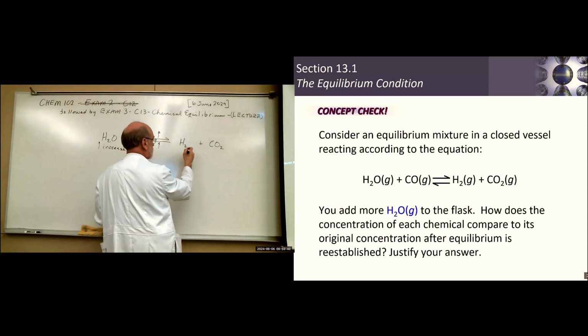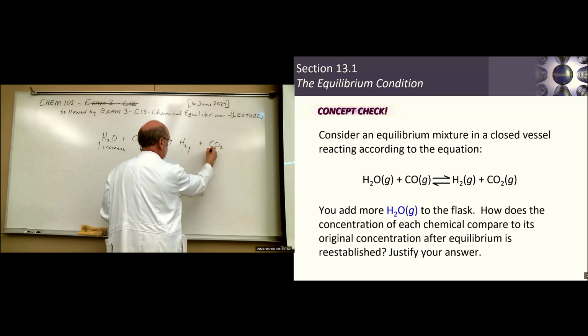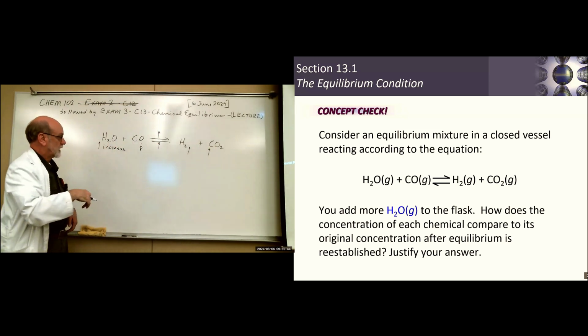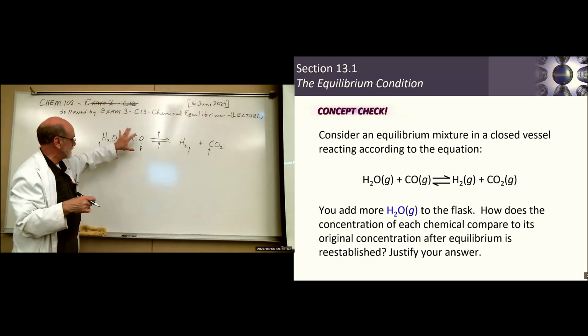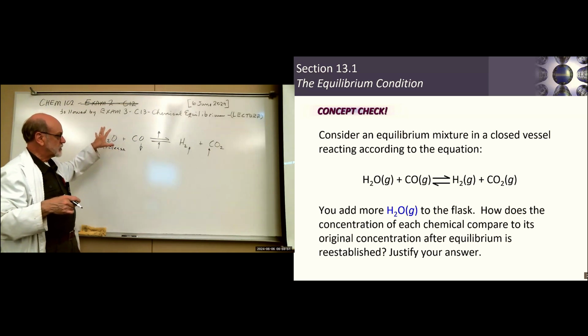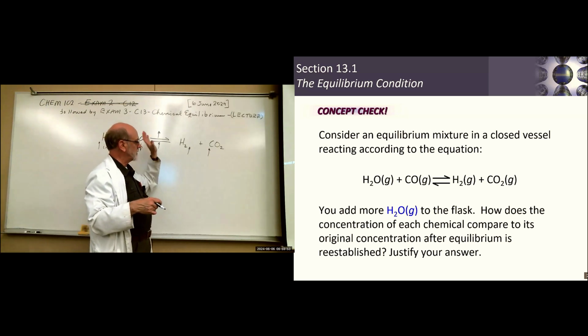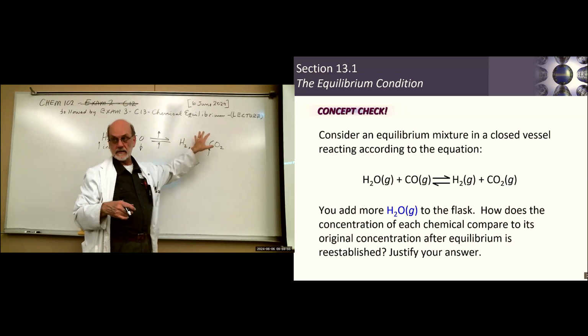And what do you get over here? You've increased that amount, you've increased that amount. So what that says is, if you increase the concentration of one of these reactants, you shift the reaction equilibrium to the product side.